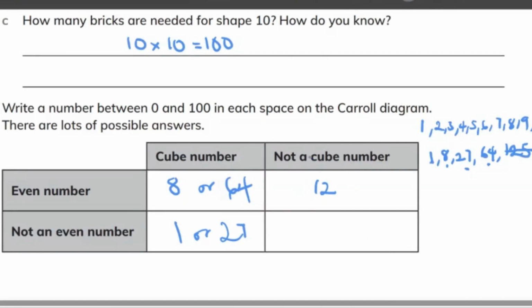And then we are looking for not cube and also not even. That is so many numbers. I can put 13, I can put 35, so many numbers. Okay, good.